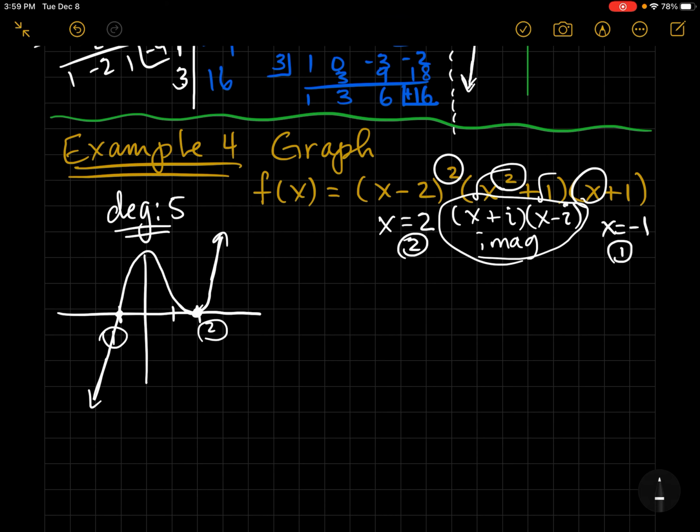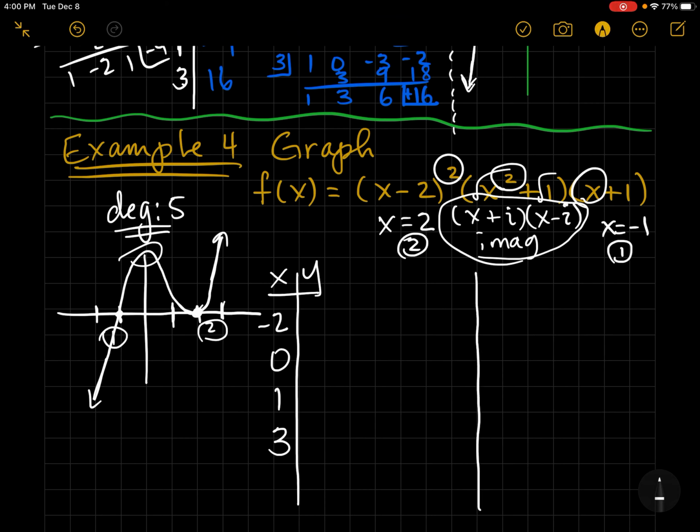So we've got to make a table and figure out a few points. The points that I would choose for this graph would definitely be negative 2. Definitely, I want to see what happens at 0 because I don't know how high that goes. And I want to see what happens here at 1 and way over here at 3. So you want all the surrounding points, not the intercepts, but pretty much the other points that are involved.